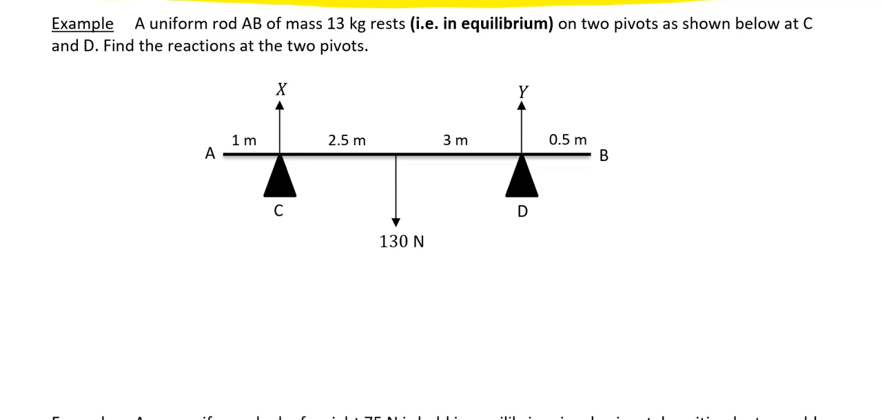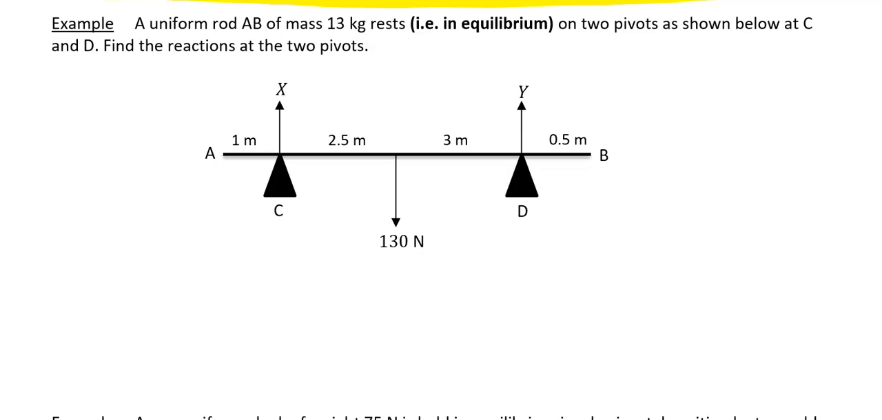You can take moments about as many points as you want, but there are only two things that you can possibly do. So if you're in an exam, you look at a question, you panic, you think, I don't know how I'm going to get to the answer. You can still just resolve vertically, and you can take moments about some point. There's the only two things. So if you just do that, 9 times out of 10, you will get to the answer. You will figure out what is going on.